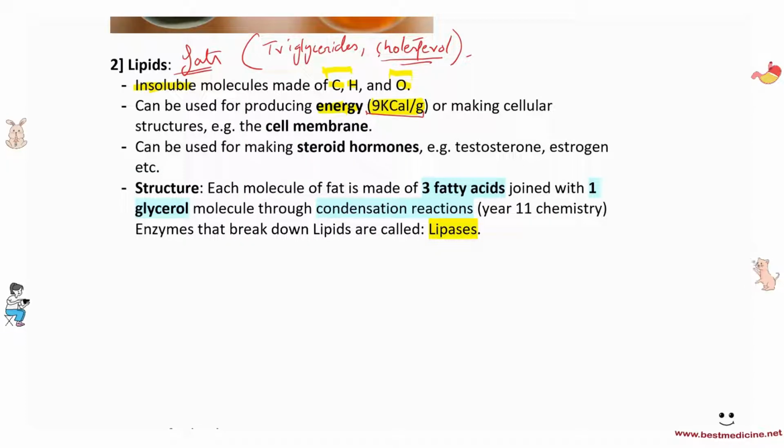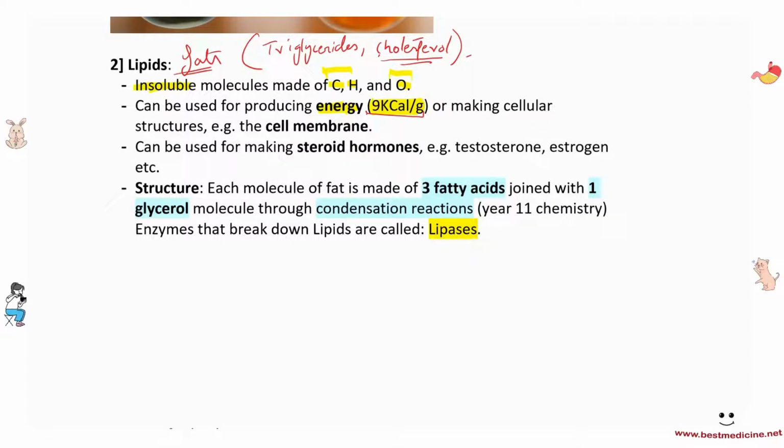So a question might arise in your mind as to why do we only use, or most of the time what we use is sugars for making energy. Why don't we switch to lipids, right? Because they give us a lot more energy than sugars do. So maybe you can look this up on the internet, and I would very much appreciate it if you can code this question and see and answer what you find, okay? So anyways, let's continue. Lipids can be used for producing energy, 9 kilocalories per gram, or for making cellular structures.